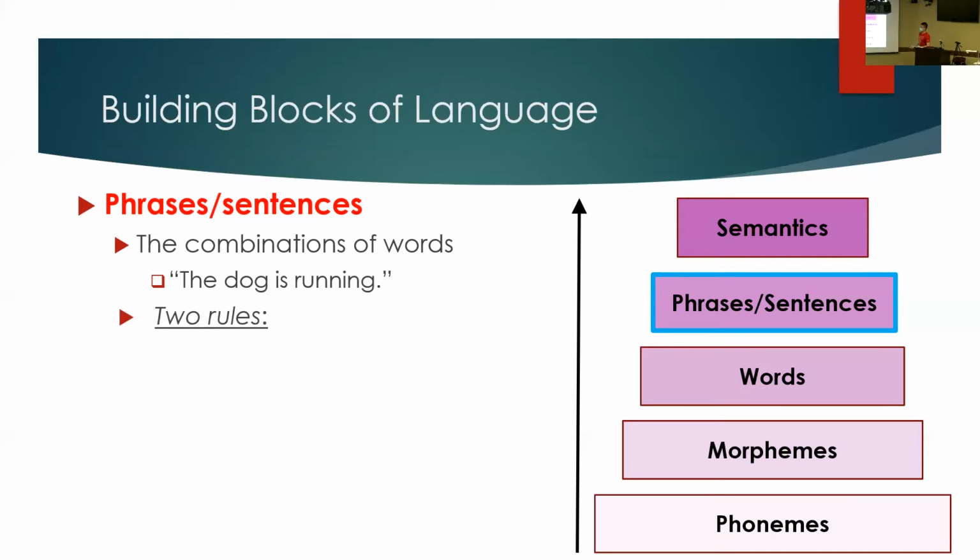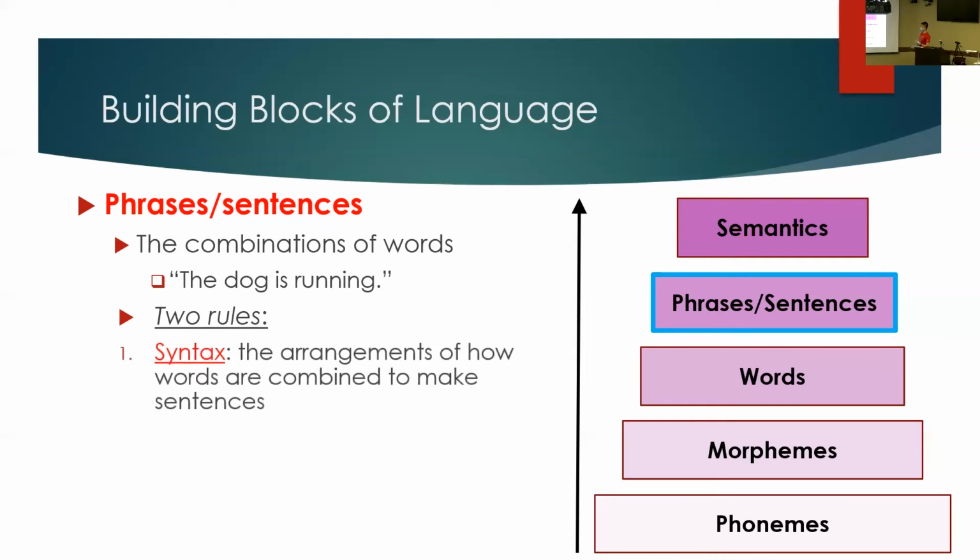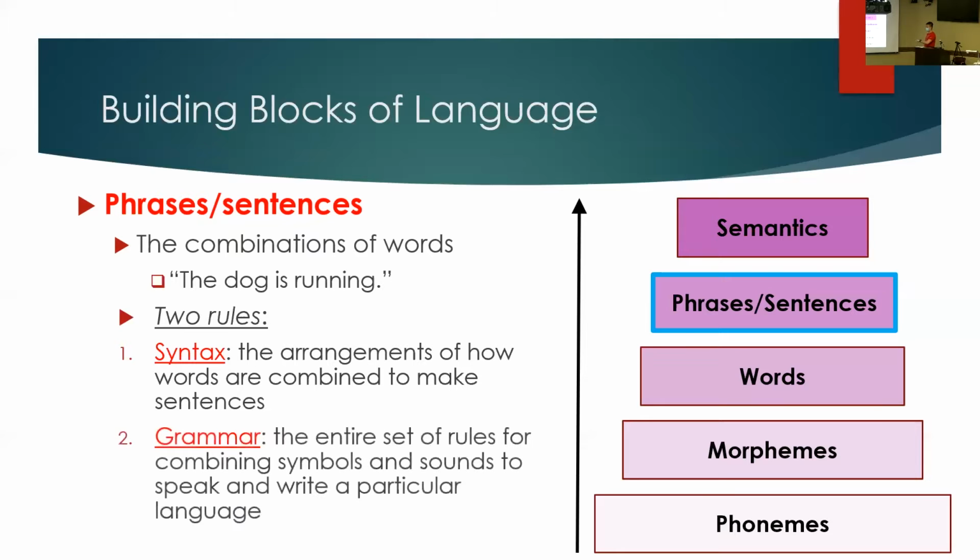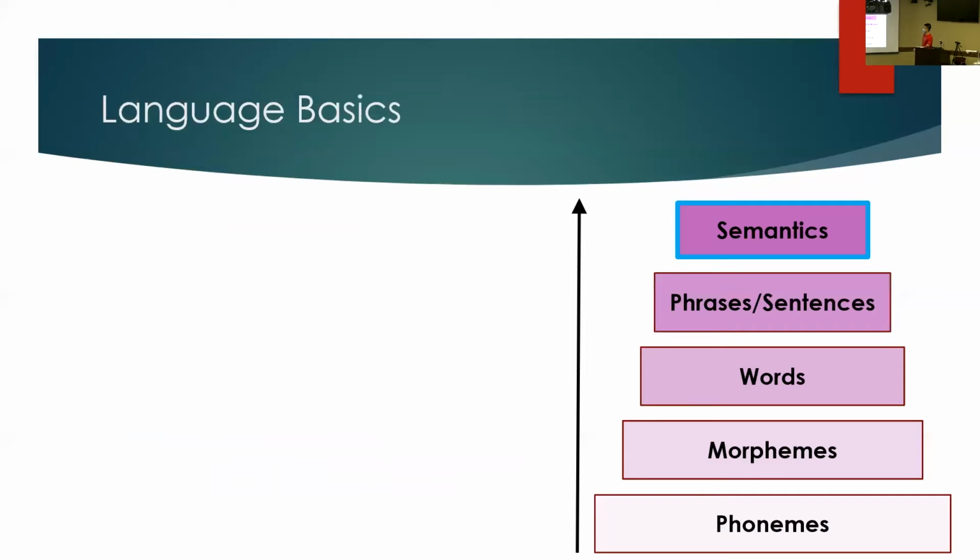However, phrases and sentences need to follow two rules. First will be syntax. That will be the arrangement of how words are combined to make sentences. So like grammar. The second one will be grammar. So that's the entire set of rules for combining symbols and sounds to speak and write a particular language. Okay. They might sound a little similar, but I'm gonna give you some examples. And I don't think you need to distinguish them on the exam. Let's just get to know the difference. Yeah, I understand that they follow two rules in sentences.